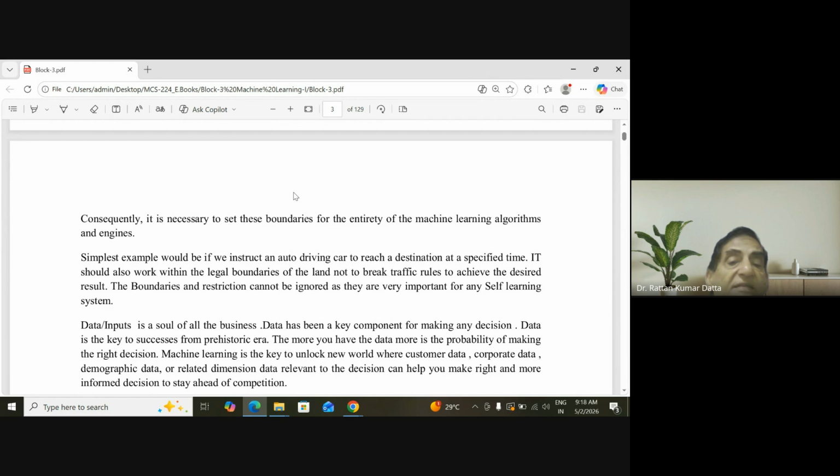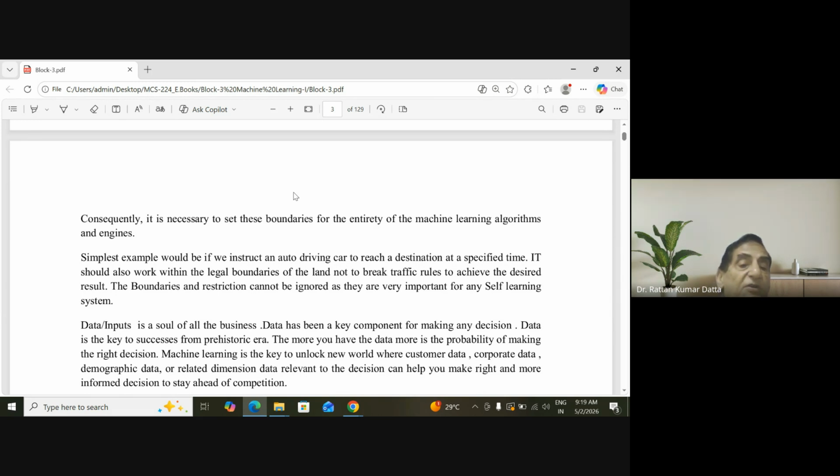It is necessary to set boundaries for machine learning algorithms and engines. The simplest example would be if we instruct an auto-driving car to reach a destination at a specific time. It should also work within the legal boundaries of the land, not breaking the traffic rules to achieve the desired results. The boundaries and restrictions cannot be ignored as they are very important. You are talking of the auto car, the driverless car, which is running now in America. In India also there are auto buses and auto cars.